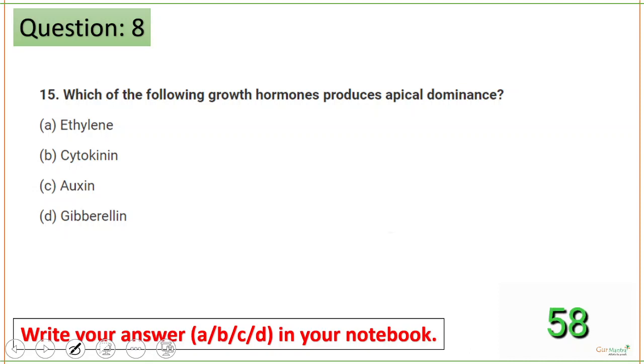So which of the following growth hormones produces apical dominance?